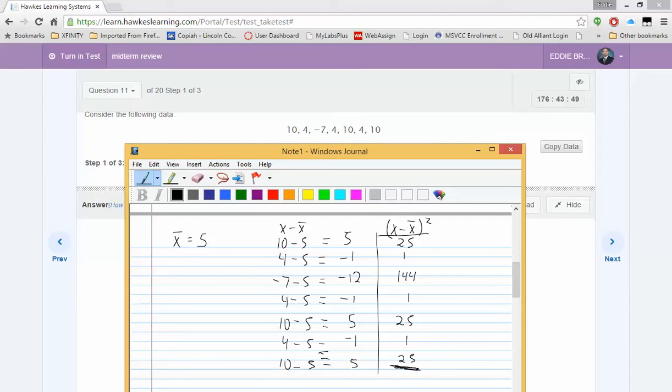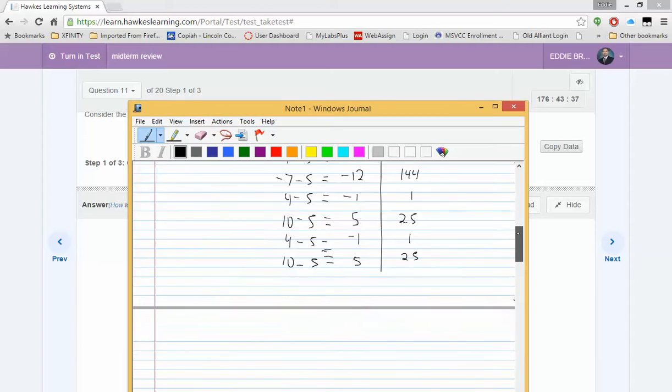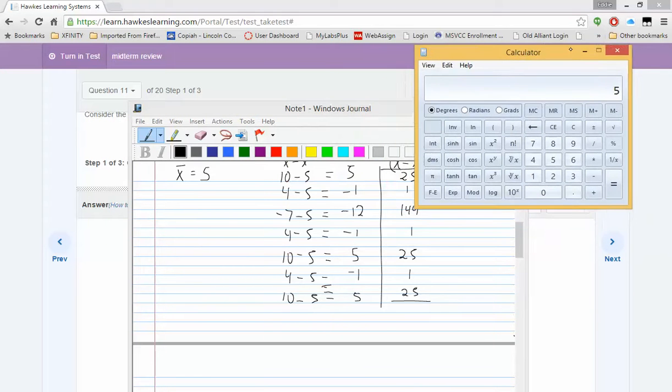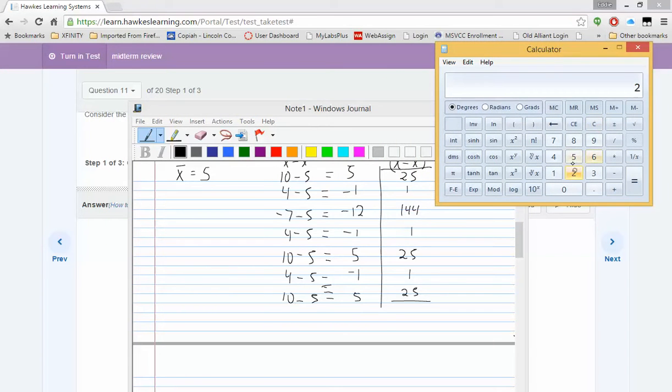Alright, so to find the variance, the sample variance, so that's s squared is the variable we use for that. You need to add all of these up, all of your squared deviations. Add those up. So let's see. 25 plus 1 plus 144 plus 1 plus 25 plus 1 plus 25. 222.